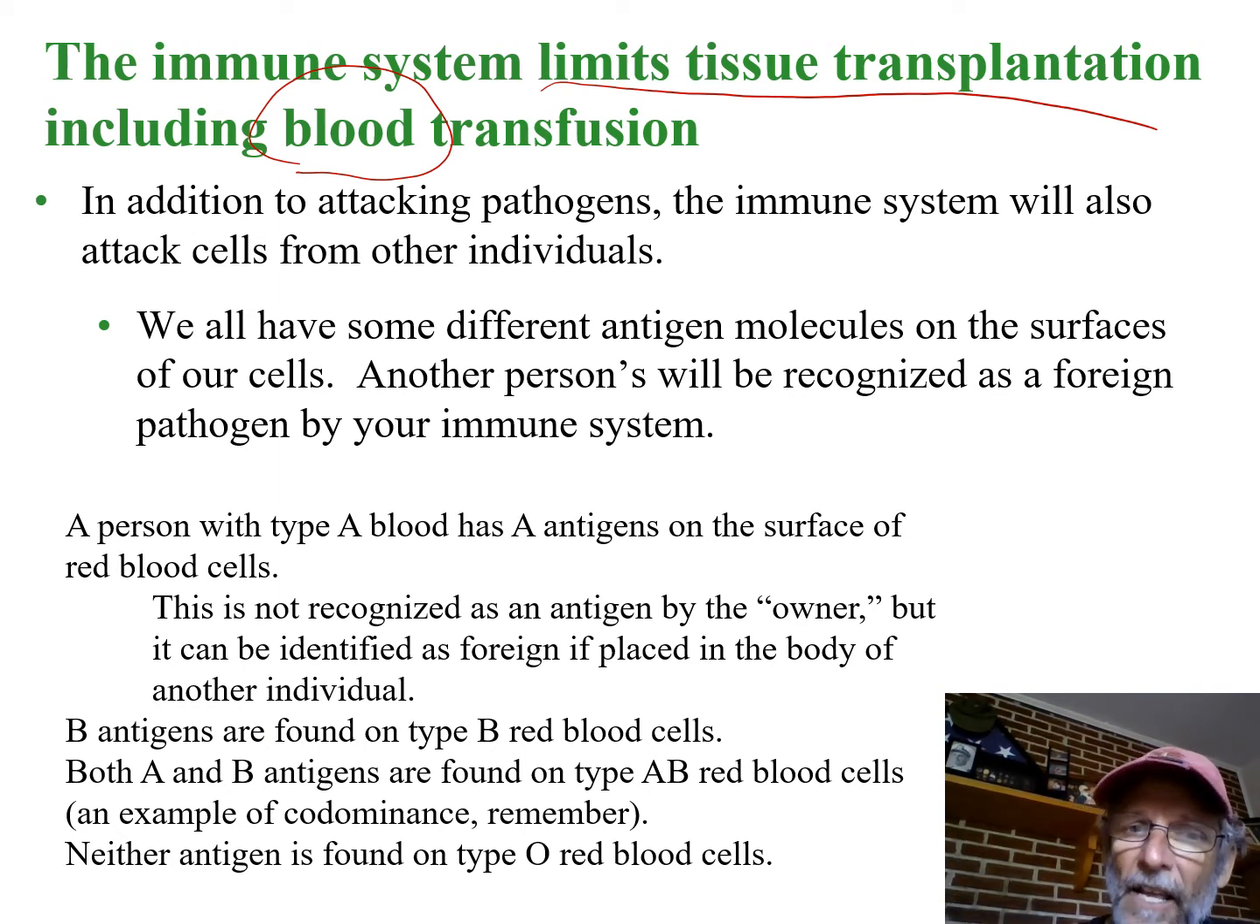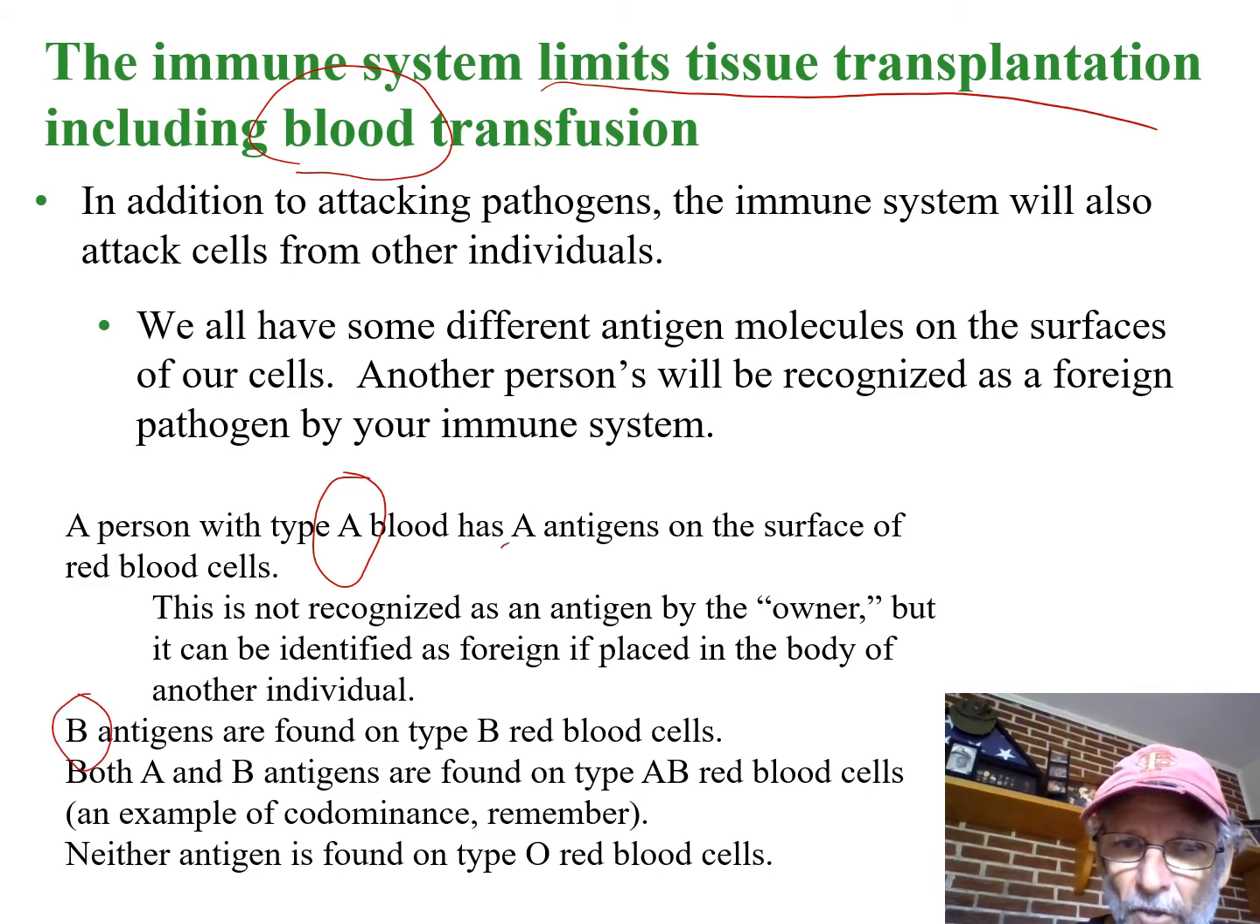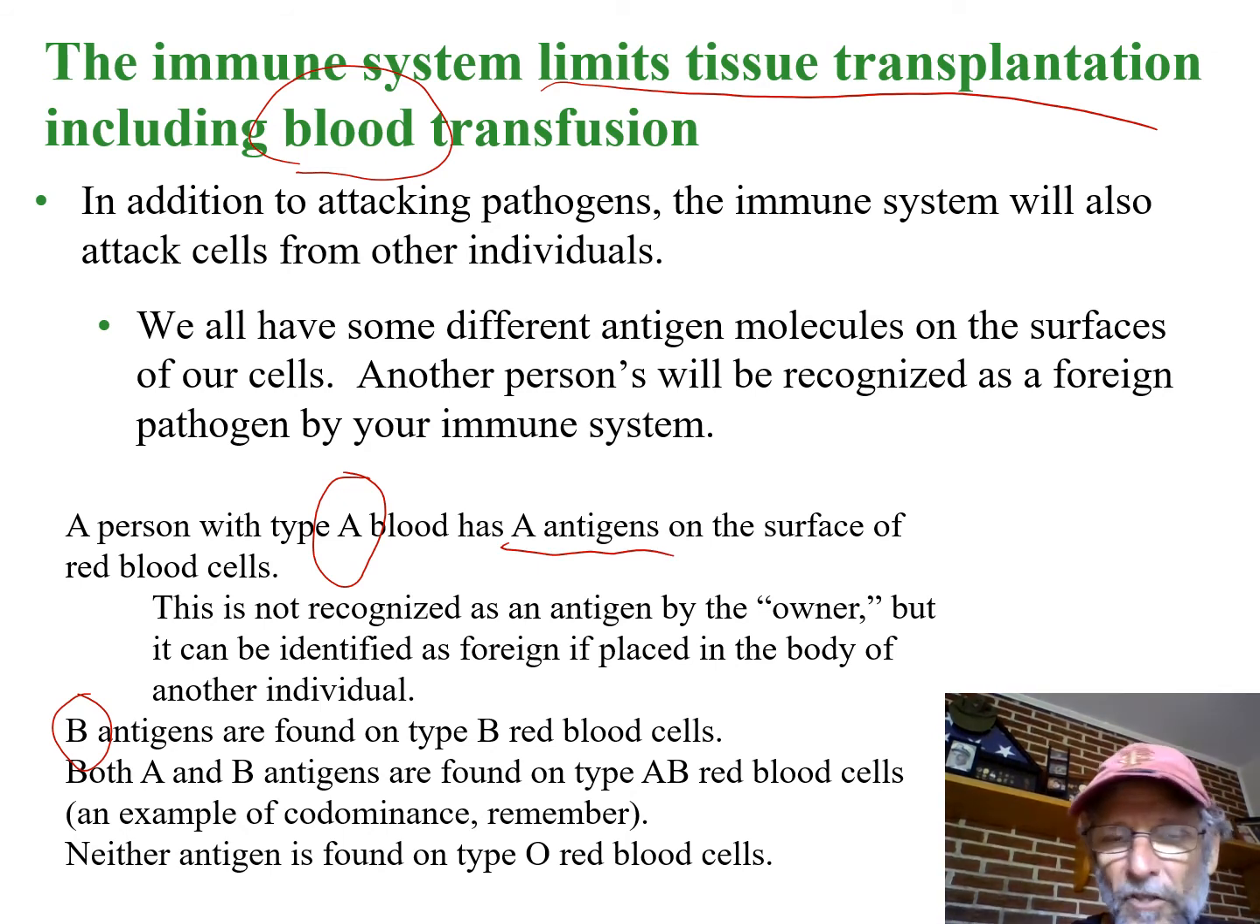And that's why if you need to get blood, you need to get the right type of blood. The types of blood that we talked about in heredity, type A, B, AB, and O, they all have to do with surface molecules, antigens on the surface of red blood cells that are simply called A, B, and AB antigens.